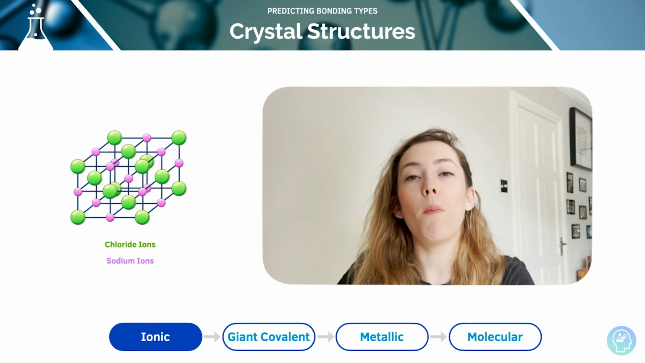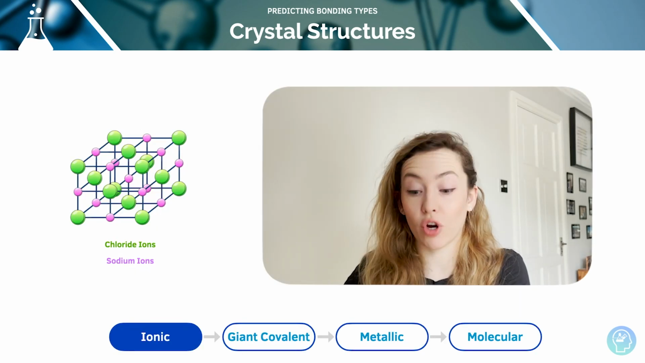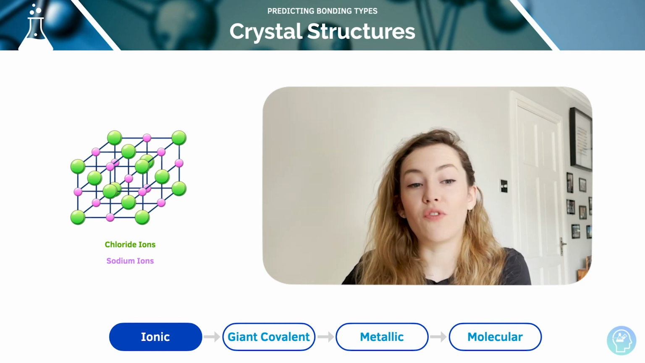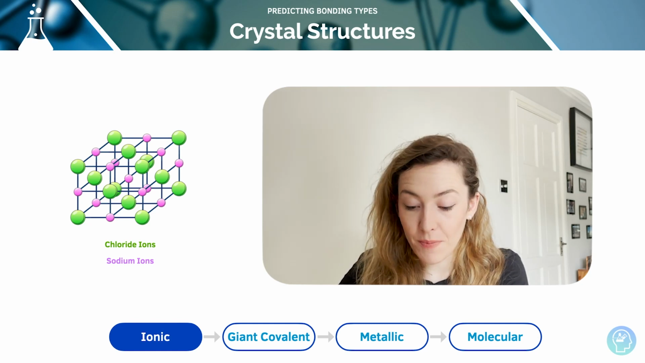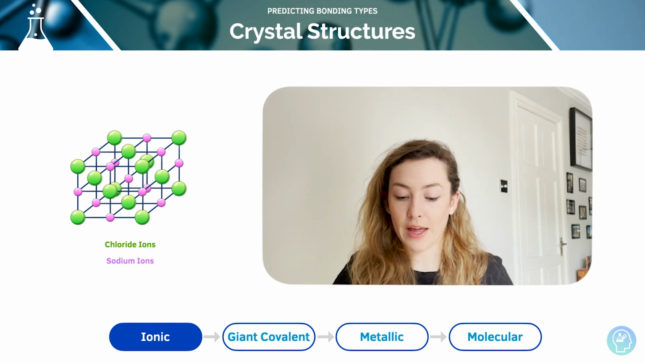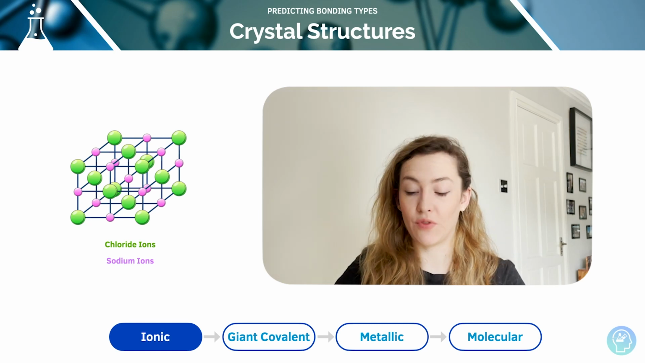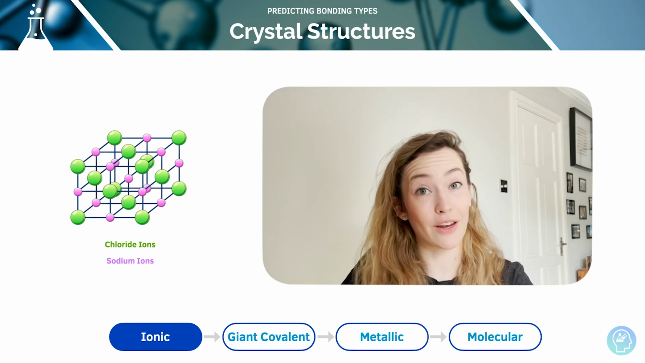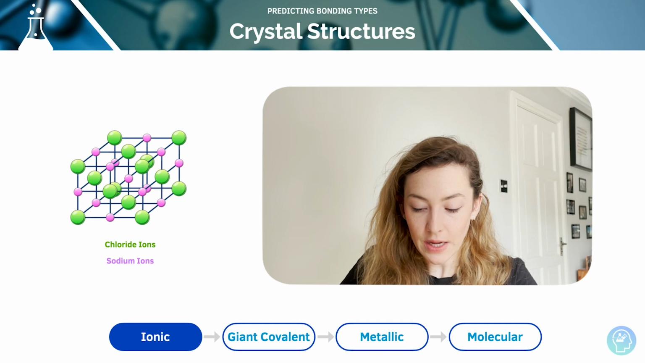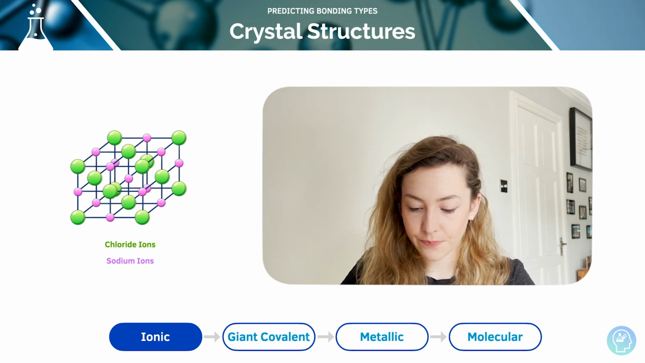So we've got four main types of crystal structures that you need to know. We've got the ionic, the metallic, and the giant covalent, and of course the simple molecular as well, because they can form crystals. Even though they've got those weak intermolecular forces, they're still able to form those. So those are our main types.